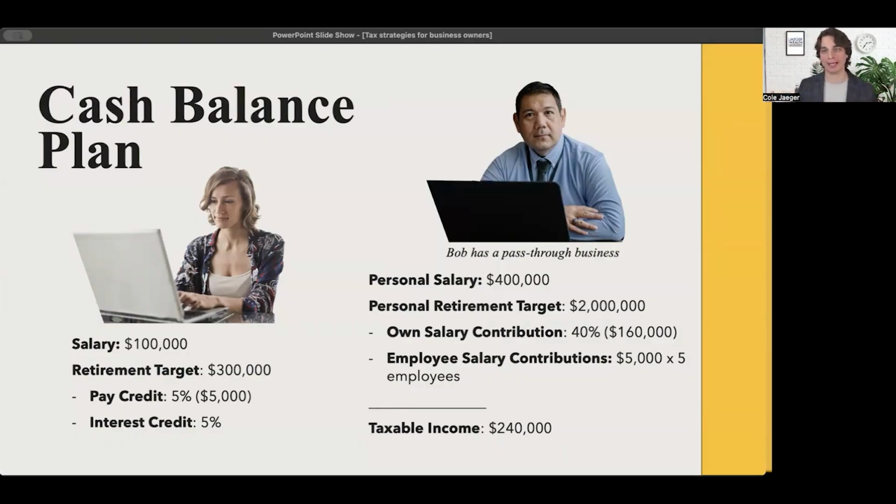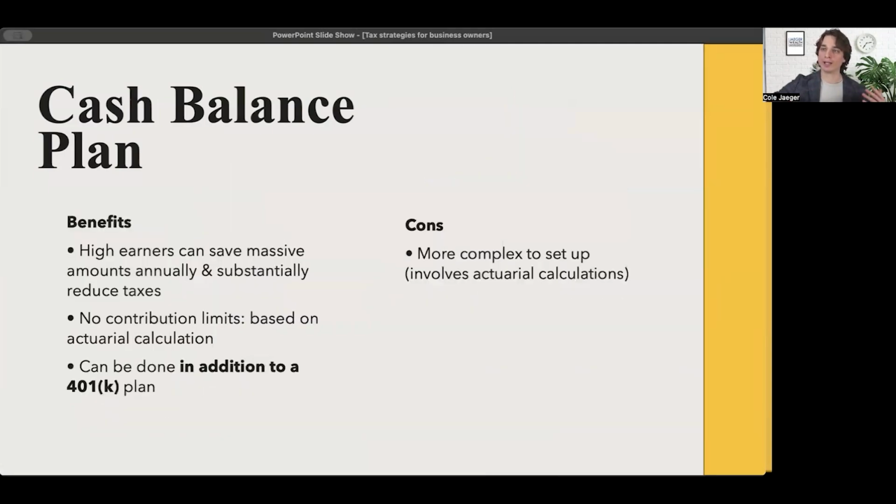And he can combine that with contributions he's making to his employees and shift a lot of business profits away from taxation. Yet another benefit to cash balance plans is that they can be built on top of a 401k, so you can make contributions to both. And when you combine these two in a well-designed plan, you can substantially reduce taxes and really save a lot.